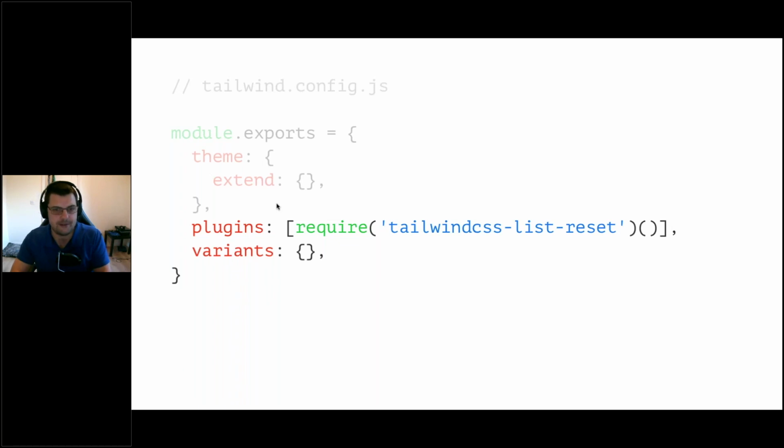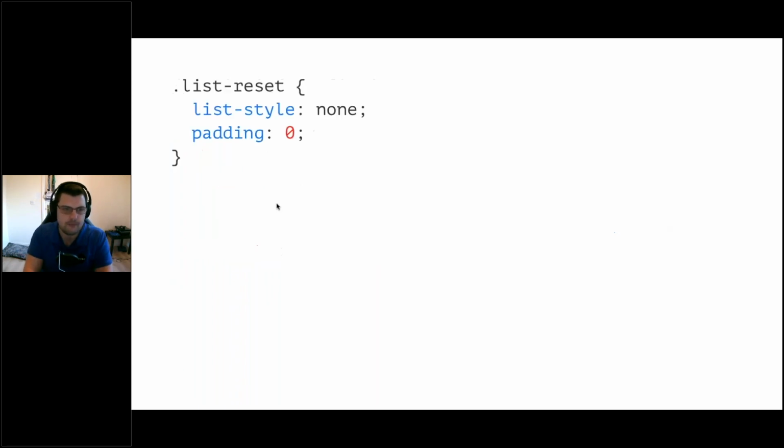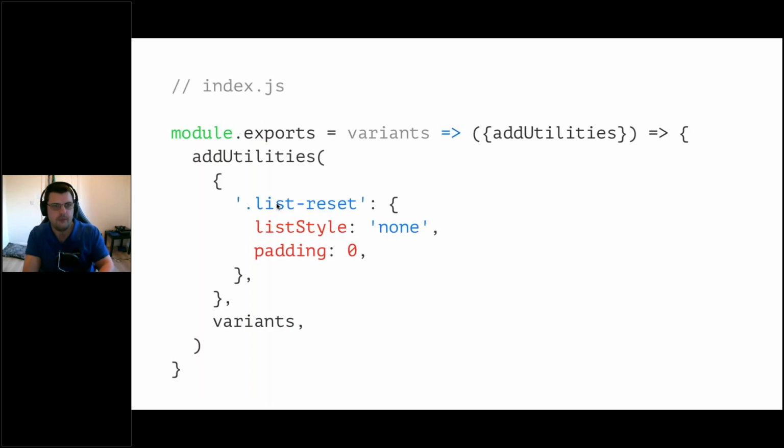So once I've installed it, I can then require it as a plugin inside that plugins array. And this is what it's going to generate. So it's just a list reset class with list-style none and padding 0. It's a really simple piece of CSS that you want to add. This is how it gets generated.